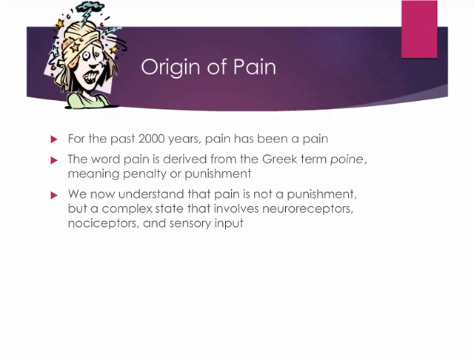For the past 2,000 years, pain has been a pain, and it's something that patients struggle with and practitioners struggle to treat. The word pain is derived from the Greek term poine, meaning penalty or punishment. We now understand that pain is actually not a punishment. It is a complex state that involves neuroreceptors, nociceptors, and sensory inputs. So understanding the background of pain is going to help you as a practitioner make the best choices in pain control.